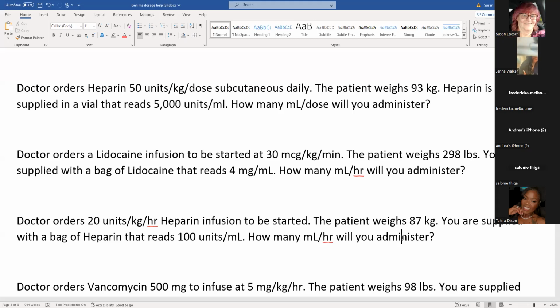Yes, the 50 times the 93, we don't have to change it because it's not asking us to convert it to pounds. So basically we'll keep the formula the same. The 50 times the 93. Stop right there. Why are you not converting the weight here? Because it's already in kilograms. Right. So it's just straight across. The 50 times the 93 gives, correct.